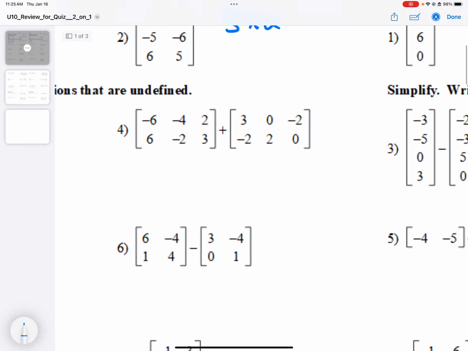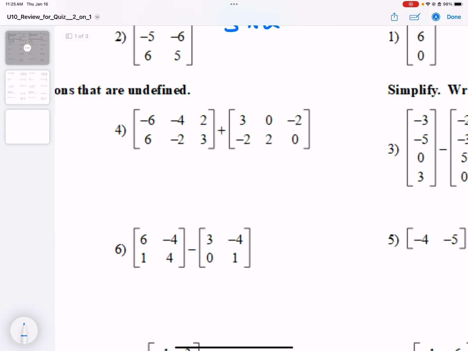Number 4, we've got a 2 by 3 and a 2 by 3, so we're good to go. So we're just going to go ahead and add them. Elements that are like, so -6 plus 3 is -3. -4 plus 0 is -4. 2 plus -2 is 0. Second row, first column, 6 plus -2 is 4. -2 plus 2 is 0. 3 plus 0 is 3. And we're done.